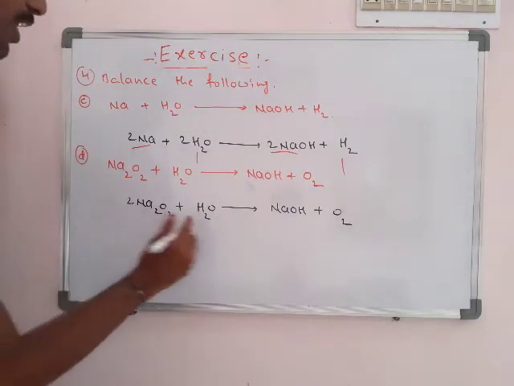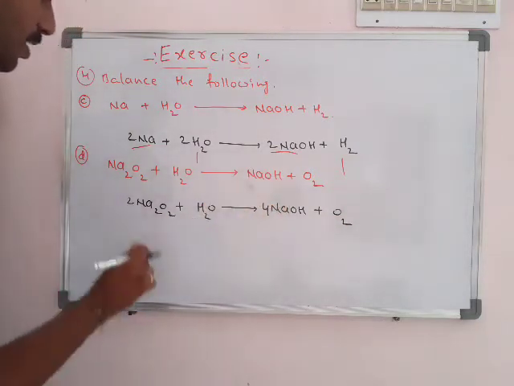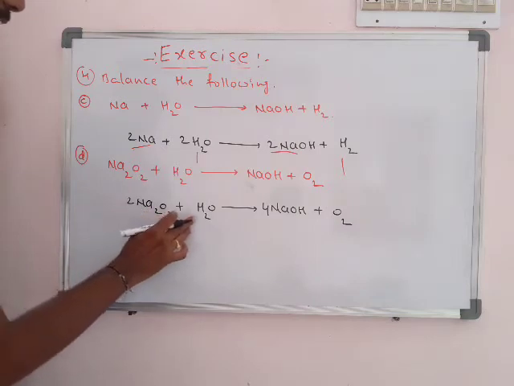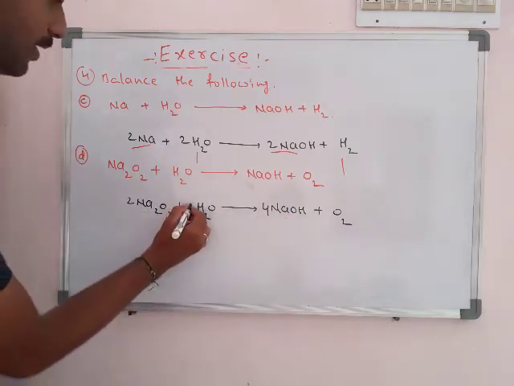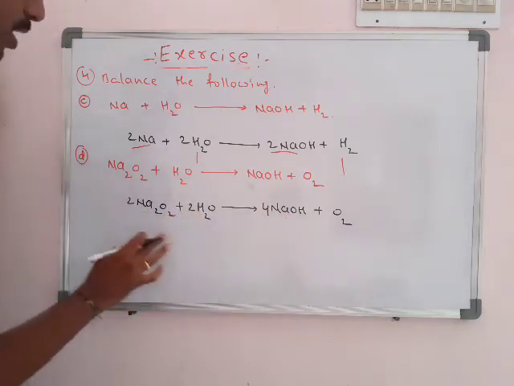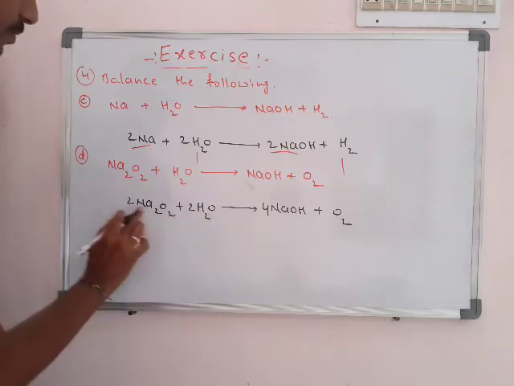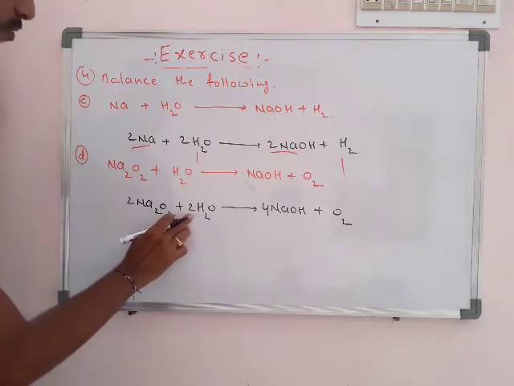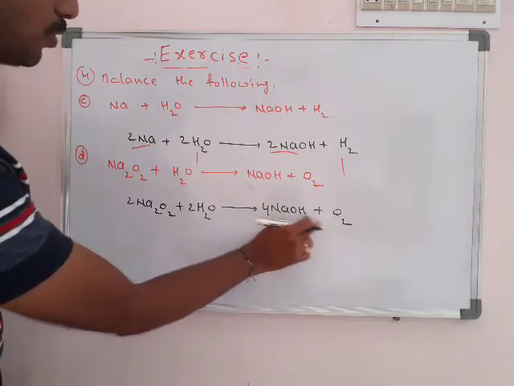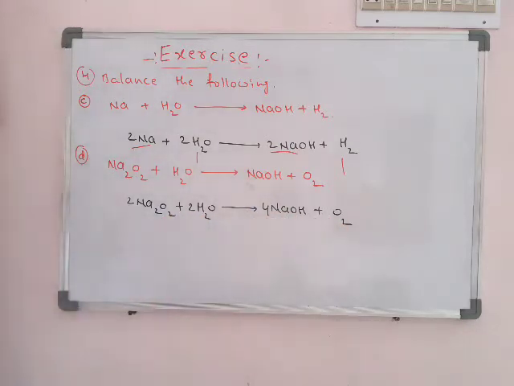Here 4 sodiums, so write the 4 sodiums. Hydrogens, so hydrogens 2, here 4, just make it 2, 2 to 4. So oxygens will be 4, 5, 6. 4 oxygens, 5, 6 oxygens. Here also 4 and 2. So 6 oxygens. It is balanced. Okay.